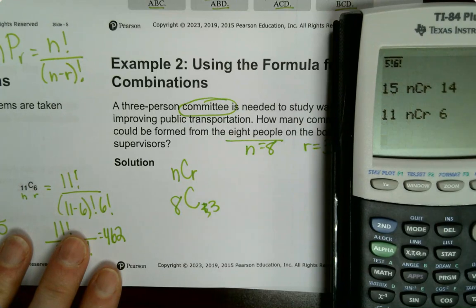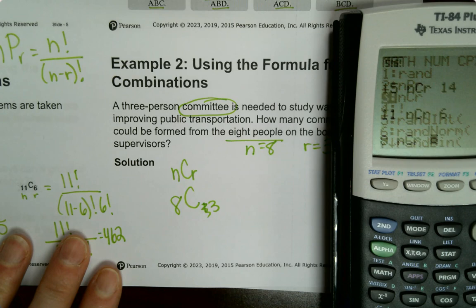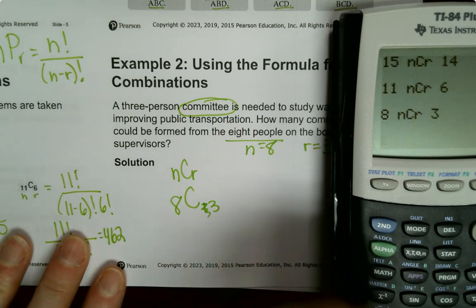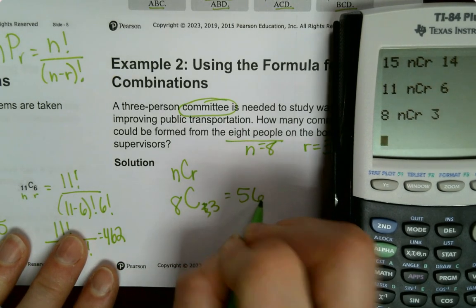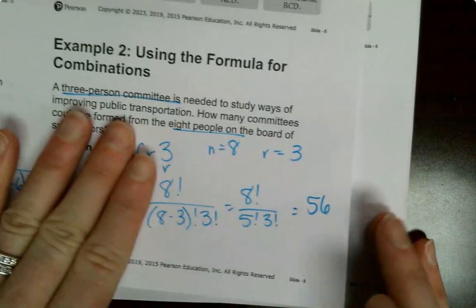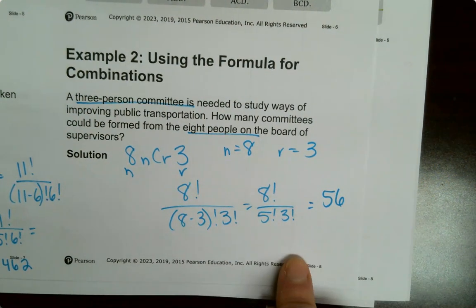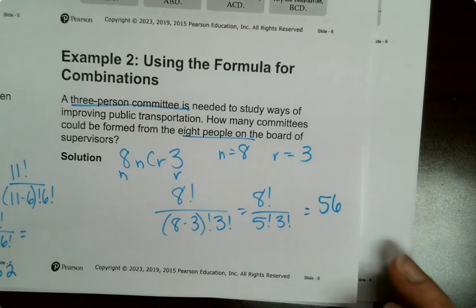You've got to put in the number first. So 8, probability, nCr, 3. 56. You could also use that formula if you'd like to. Let me show you on my answer sheet. So you can put it in the formula like this. Comes out equaling 56 also.